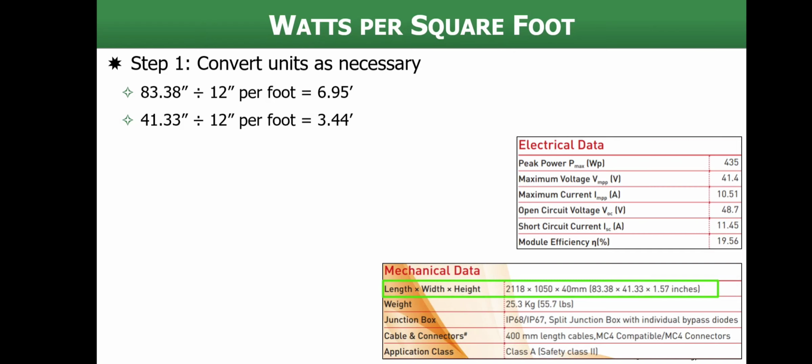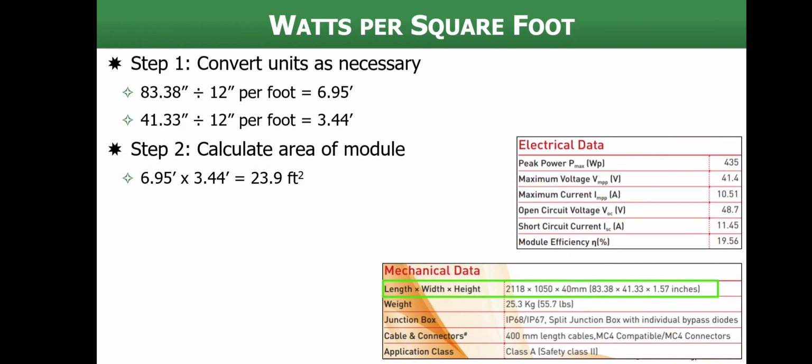So first I need to convert the inches to feet. I know that there's 12 inches in a foot, so I can take the inch measurements that the manufacturer gives us and divide by 12 to get the equivalent number of feet. In this case, 83.38 inches divided by 12 inches per foot, and we get 6.95 feet. I also take the width, 41.33 inches, divide by 12 inches per foot, and get 3.44 feet. So now I've got the dimensions in feet, which is the proper unit to get watts per square foot.